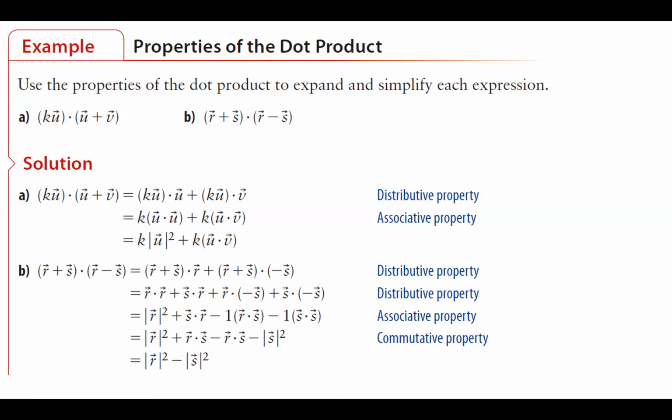In question B, we know that that can be written as the sum of two vectors r and s times the vector r first, then plus the sum of vector r plus s times negative vector s. That's according to the distributive property, right? And we apply the distributive property again. That gives us r dot product with r itself plus s dot product with r plus r dot product with negative s plus s dot product with negative s.